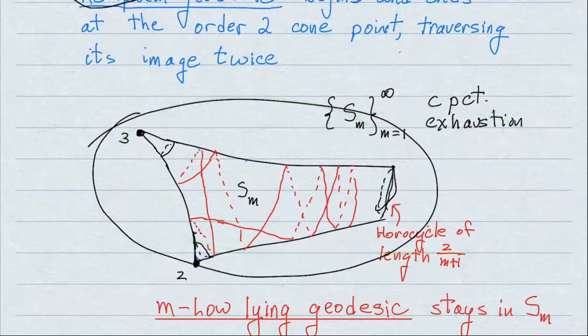When m is 1, by the way, then you've cut off exactly the horocycle of length 1, and that is over here somewhere, and you're looking at this thing. Okay, you know, by the way, that there's always a horocycle of length 1 or less on the modular surface.